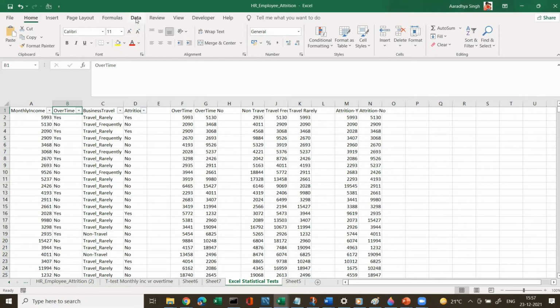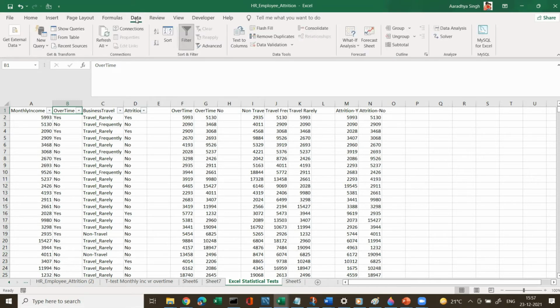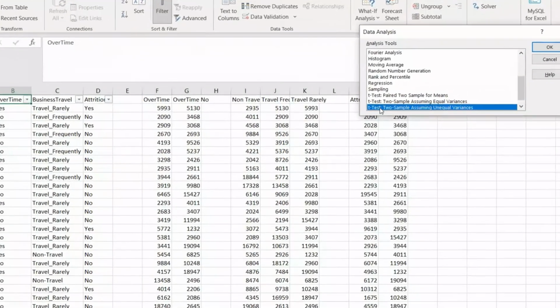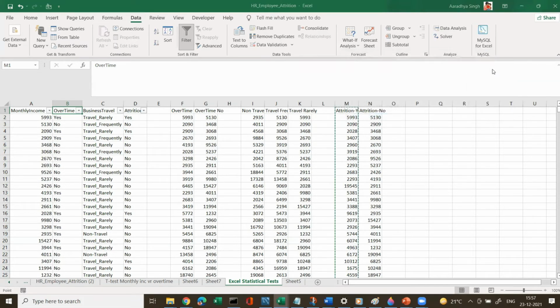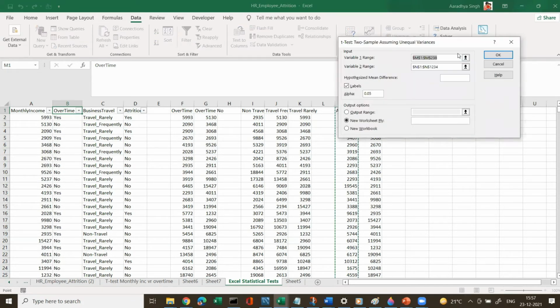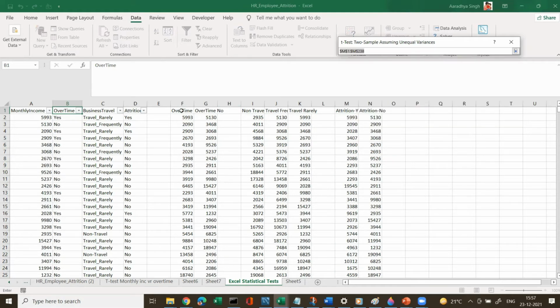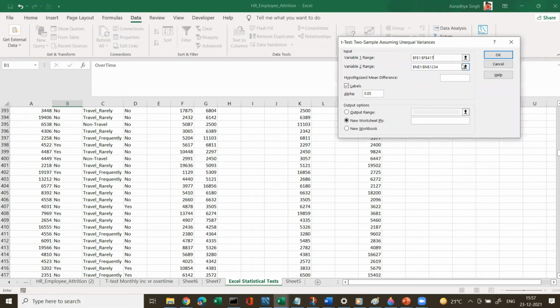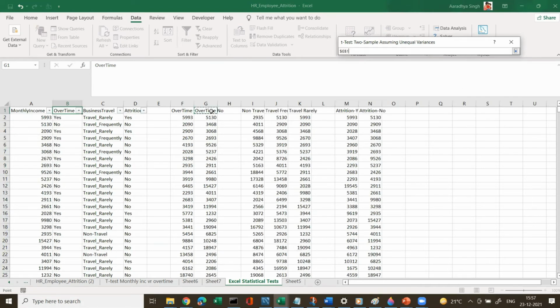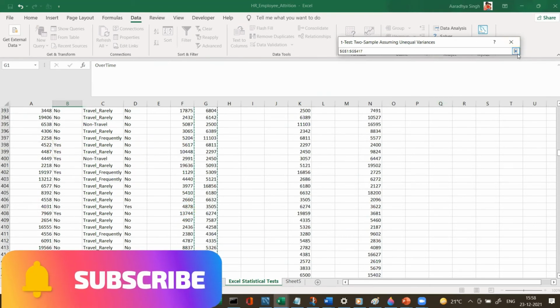Now, if you want to do the t-test for two samples assuming unequal variances, you would click on Data. There is an option that says Data Analysis. In Data Analysis, you have the option of the test which says t-test: Two-Sample Assuming Unequal Variances. You'll click OK. You'll have to select the input one range. So the first range will be the monthly income of the people who did overtime. The second range will be the monthly income of the people who did not do overtime.